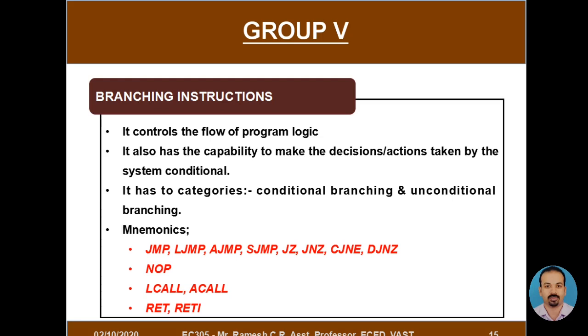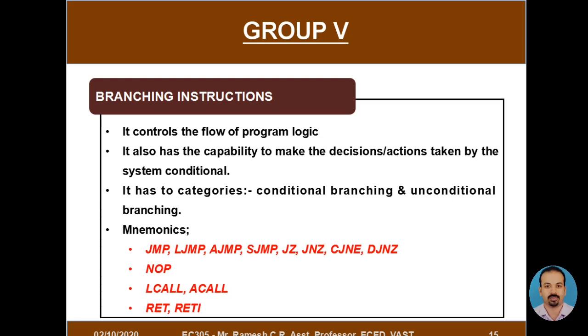The mnemonics that belong to this particular group are JMP, LJMP, AJMP and SJMP, that is jump, long jump, absolute jump and short jump. These four mnemonics correspond to unconditional jump operations. The difference between these four jump instructions will be discussed more during the detailed discussion of the instruction set. Then we have JZ, JNZ, CJNE and DJNZ, where JZ means jump if 0.